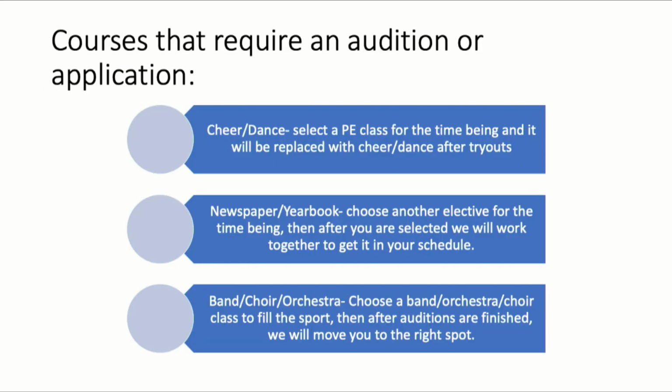There are some courses that require an audition or an application. Some are listed here: cheer, dance, newspaper, yearbook, band, choir, and orchestra. Pick the class that you think that you will be in for band, choir, and orchestra, and then after the audition, we will put you in the appropriate class. For yearbook and newspaper, you'll pick an elective and we'll change it. And if you are on the cheer or dance team this year and you're hoping to do that again, you can add a PE class as your elective, and we will swap out cheer and dance for next year.